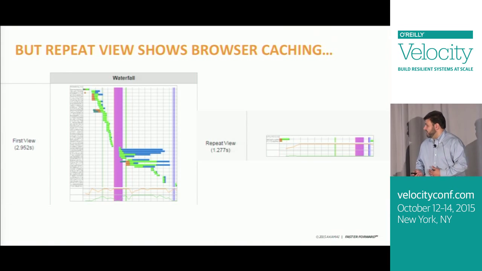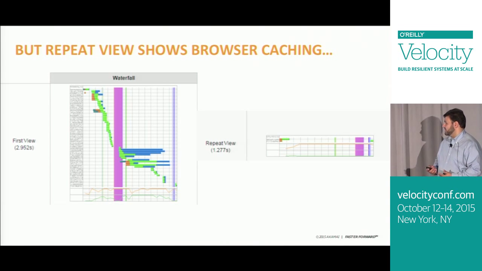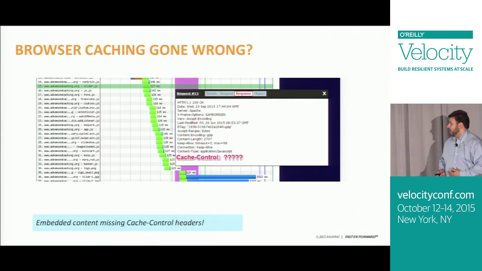However, when I looked at the repeat view, I saw that the repeat view didn't show additional requests. So sometimes when you just look at the repeat view as your measure of success, it could be kind of misleading. In this particular example, there was no cache control header.